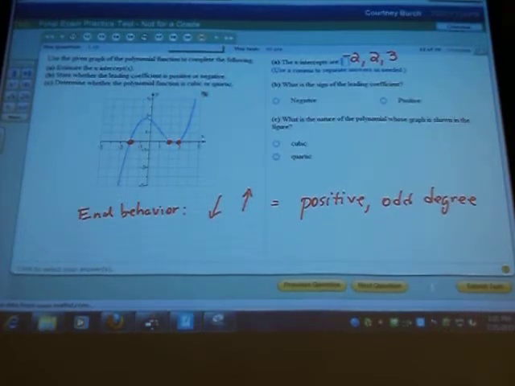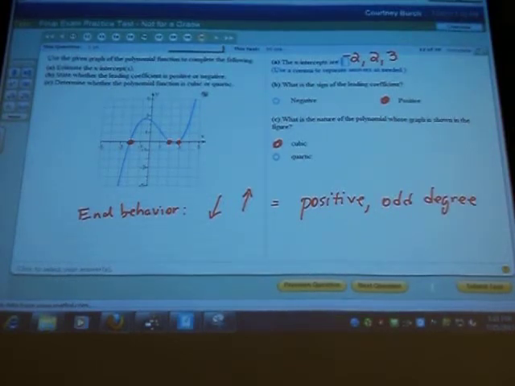Is that what you're saying? Yeah, that would be negative and odd. Yeah, I was looking at mine when I answered it. So positive and cubic. Cubic is 3, quartic is 4. If it was a parabola where both ends go the same way, it would be even. Quartic, that's it.